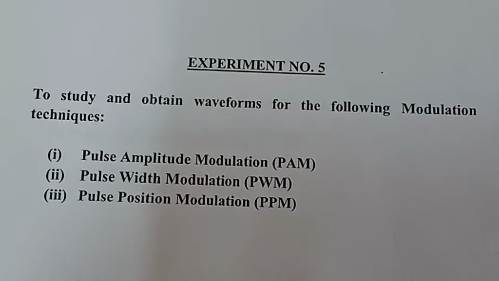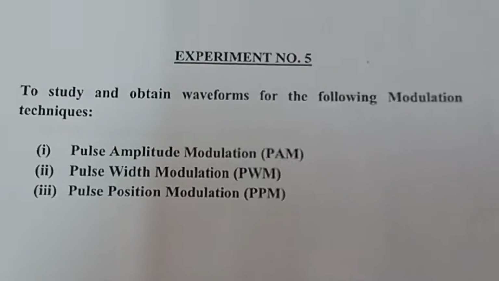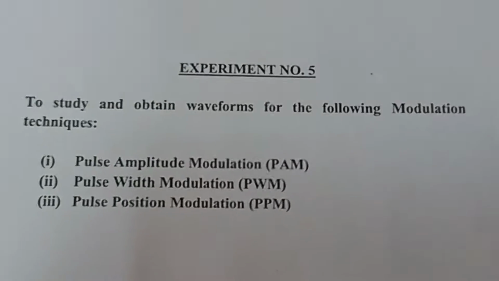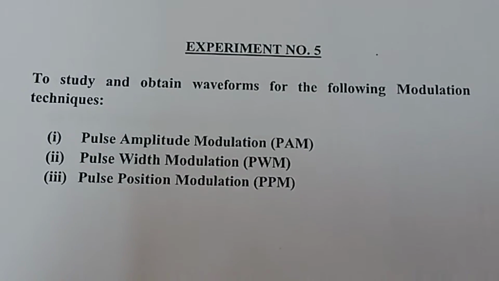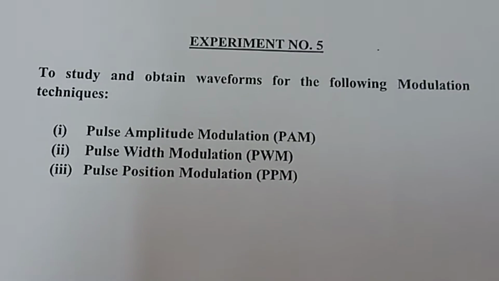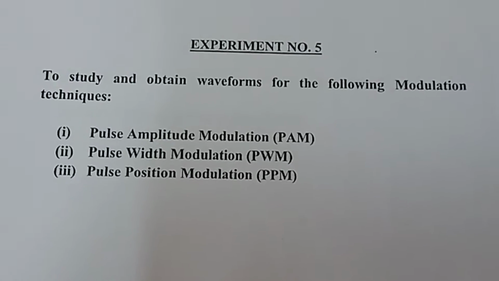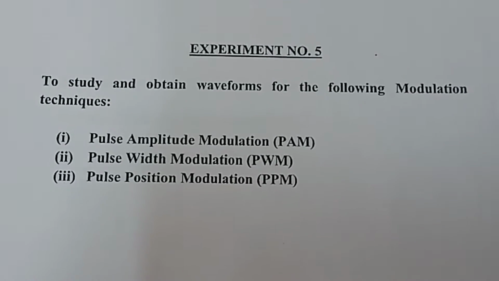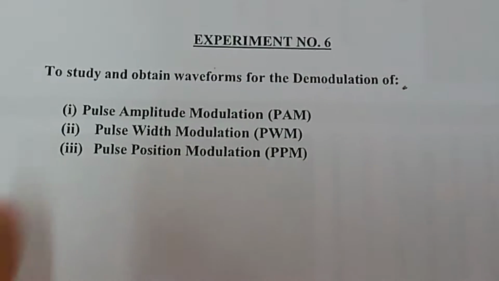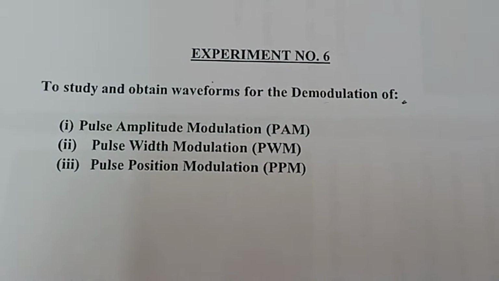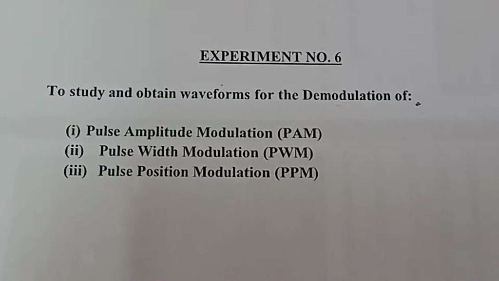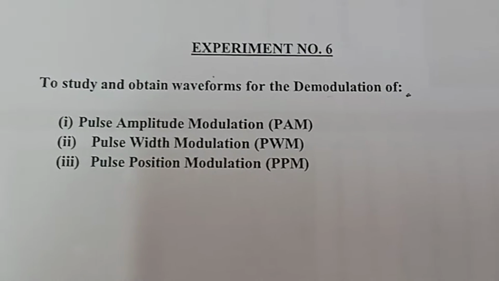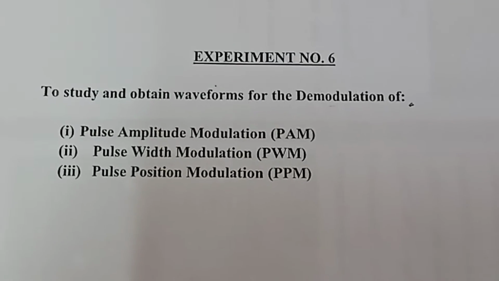The objective of today's experiment is to study and obtain waveforms for the following modulation schemes: pulse amplitude modulation, pulse width modulation and pulse position modulation. We are also going to perform the demodulation part today. These are two different experiments. So the objective of the next experiment is to study and obtain waveforms for the demodulation of pulse amplitude modulation, pulse width modulation and pulse position modulation.